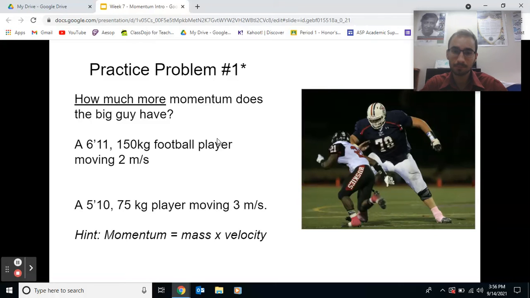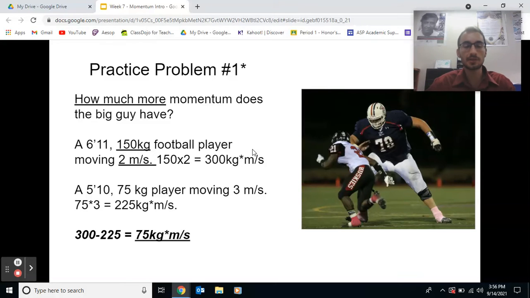Okay? Hopefully you noticed you don't care about the height, just about the m and the v. So you take 150 times 2 to get 300. You take 75 times 3 to get 225. To get the difference, 300 minus 225. So this guy has 75 more kilograms per meters per second.